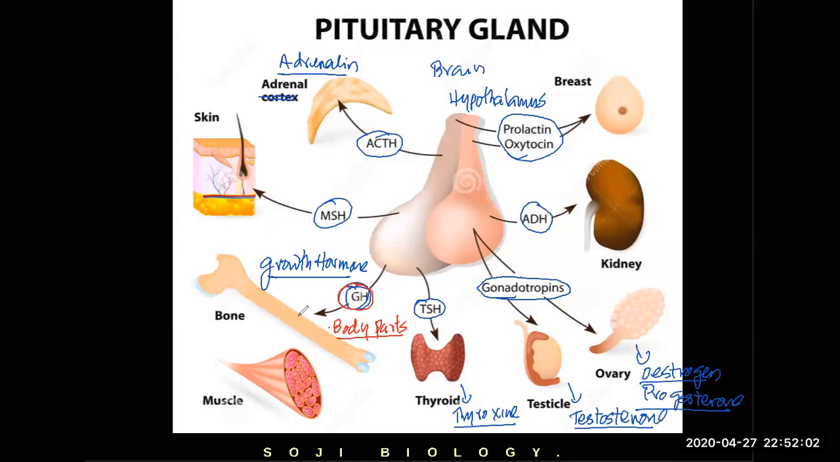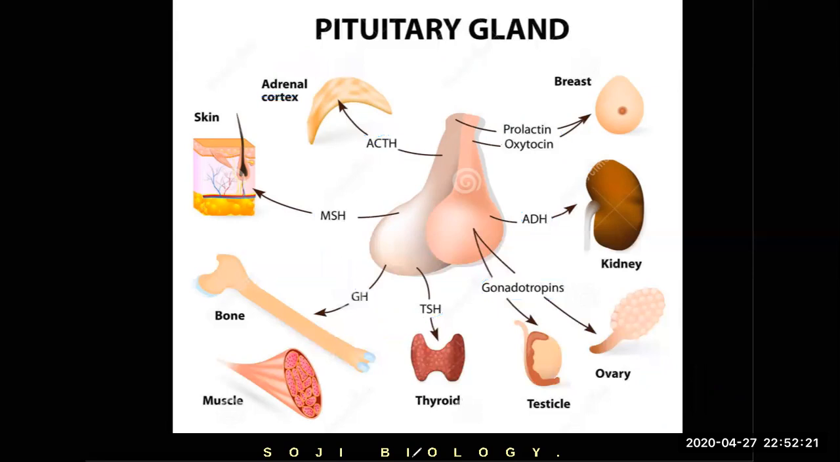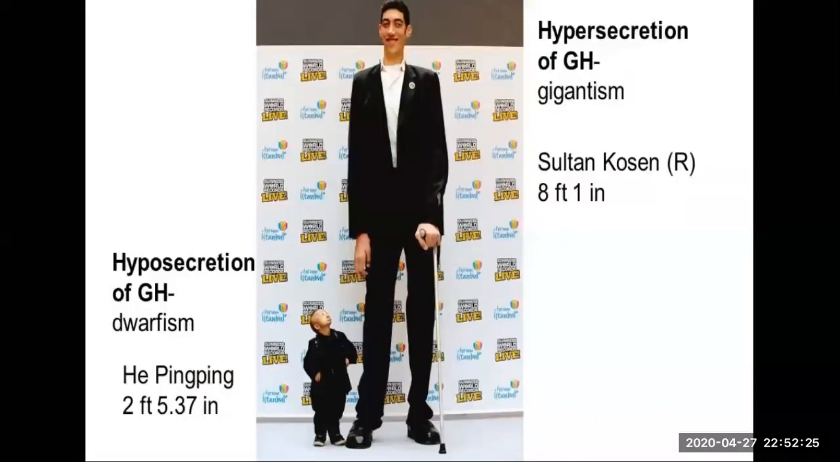It helps in the growth of bones and muscles and all the parts of the body. We grow because of the growth hormone, and it performs specific controlled growth of different parts of the body. Okay, regulated, controlled growth of the body happens with the help of growth hormone. But some people have problems with growth hormone.